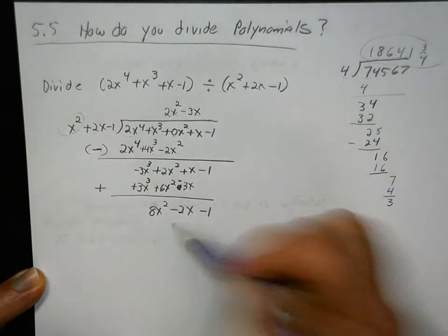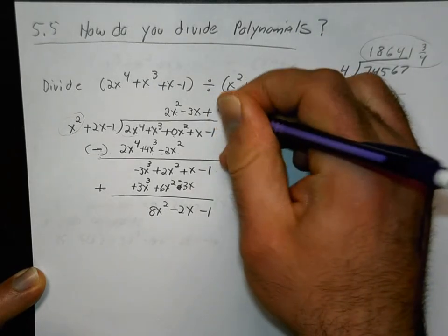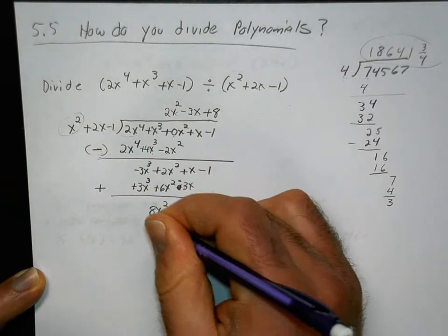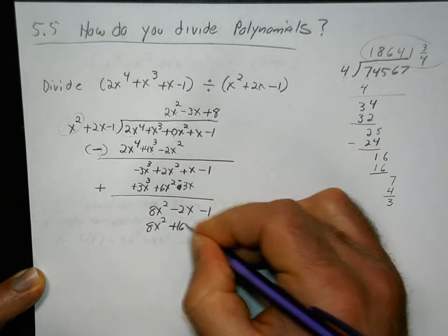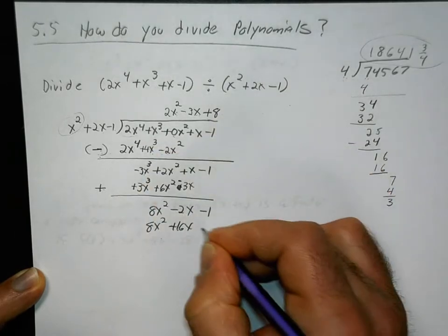Okay, finally x squared goes into 8x squared 8 times. 8 times x squared is 8x squared. 8 times 2 is 16x. 8 times negative 1 is negative 8.